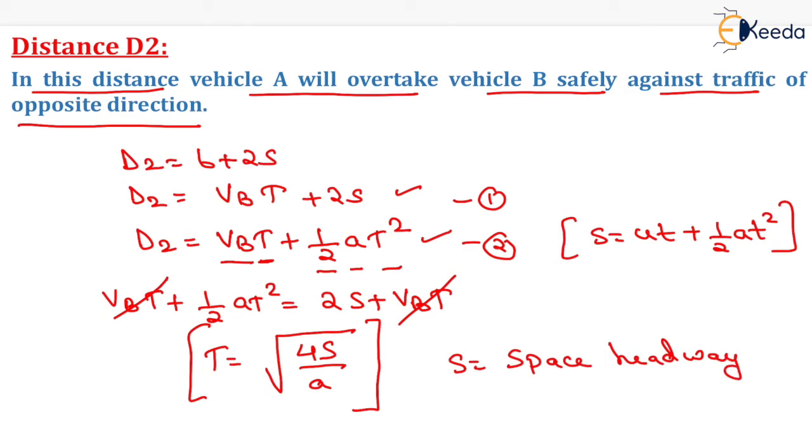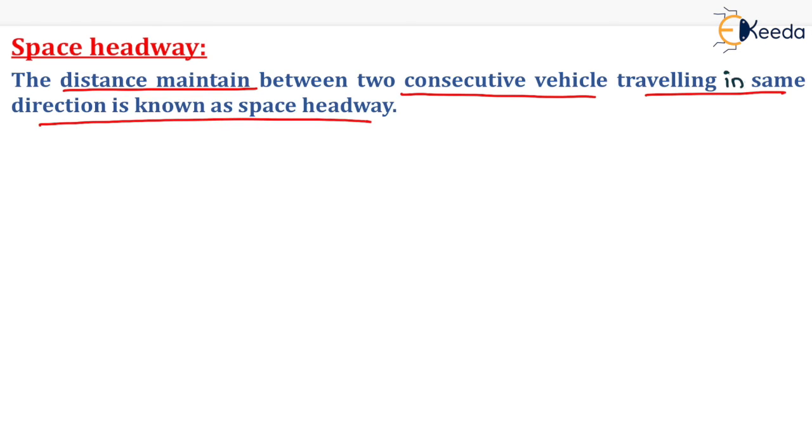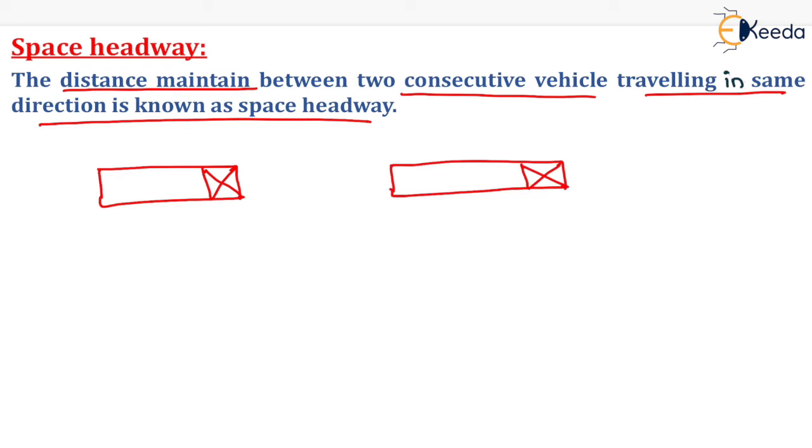Now we have to compute the value of space headway. Space headway is the distance maintained between two consecutive vehicles traveling in same direction. It means that if one vehicle is here and second vehicle is here, so space headway will be equals to this, that is capital S.